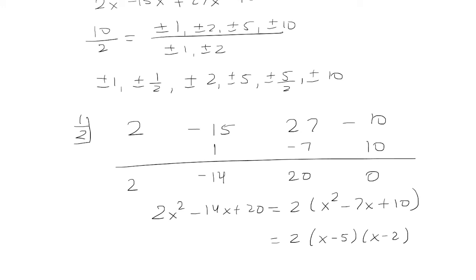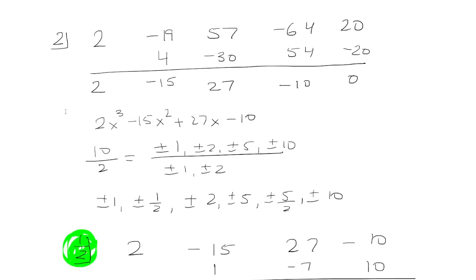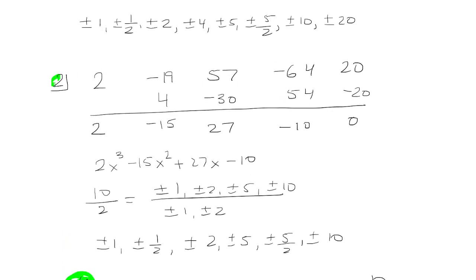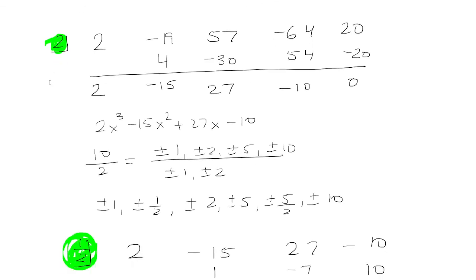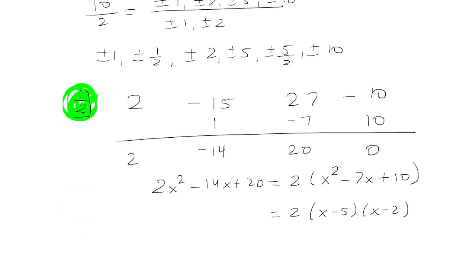So I have to take this equation and then combine it with the zeros that I found above. I have the 1/2 here, the 0, and then the other 0 is a 2. So if 2 is a 0, that means x minus 2 is a factor. And if 1/2 is a 0, that means x minus 1/2 is a factor.